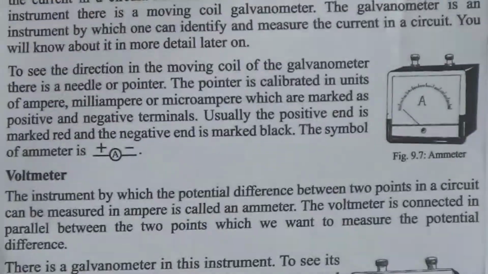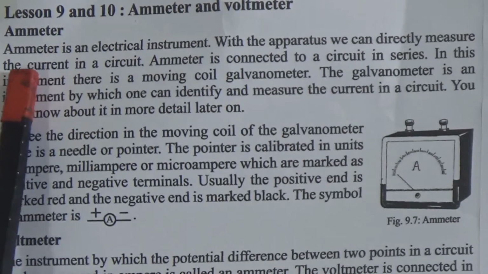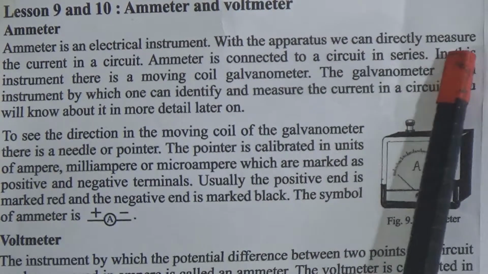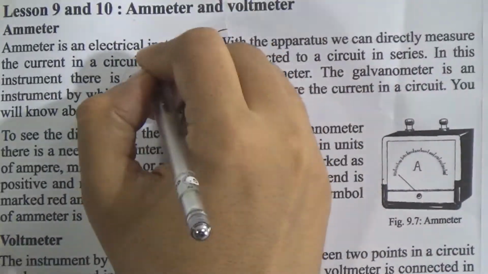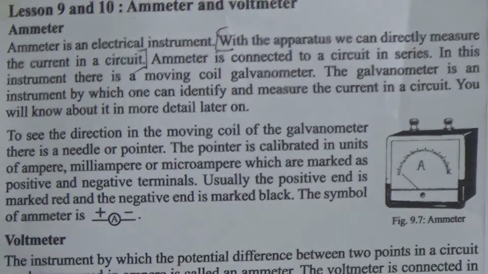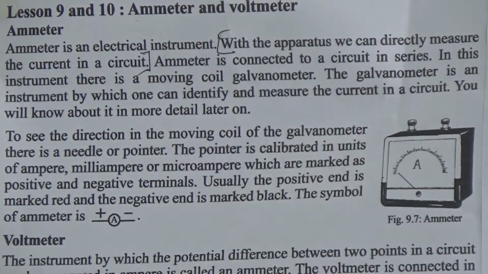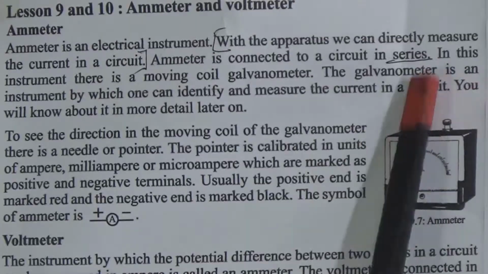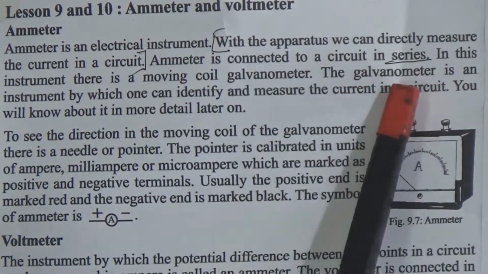Now come to the next lesson, that is ammeter and voltmeter. We just said now: in a series circuit, about the ammeter; in a parallel circuit, about the voltmeter. The ammeter is an electrical instrument with which we can directly measure the current in the circuit. This is the work of the ammeter. The ammeter is always connected in series in a circuit. That means we always have to connect the ammeter in series. If we connect the ammeter in parallel, it will not work properly.